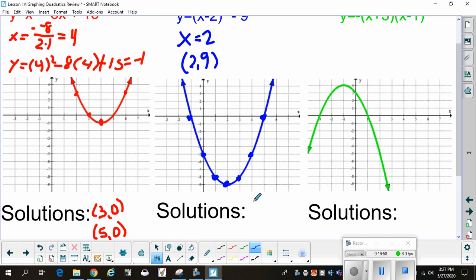And then I can write down my solutions are -1, 0, and 5, 0. I can also here identify my y-intercept very easily. It's at 0, -5. Domains are all negative infinity to positive infinity. Ranges, the red one is -1 to positive infinity. The blue, -9 to positive infinity. Finally, moving over here to the green one.